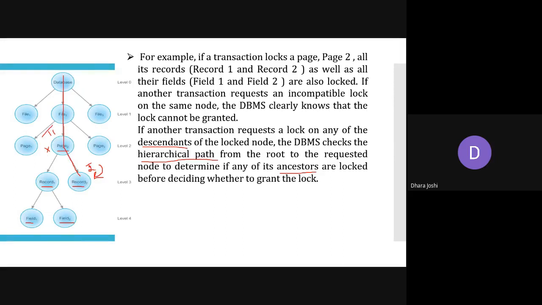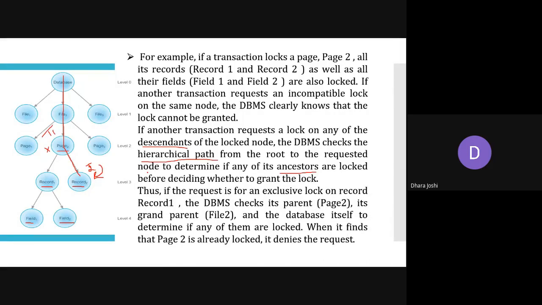the node above it, like if it is record 2, so we are talking about either page 2, file 2, or database. If any of these ancestors are locked, it will check this before deciding whether for transaction T2 I will grant the lock or not, and then it will check the compatibility.